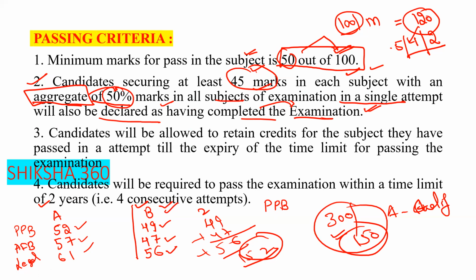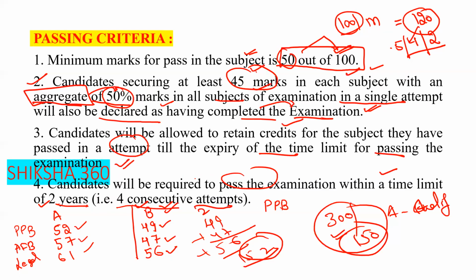more than 50%. Candidates will be allowed to retain credits for the subjects they have passed in an attempt till the expiry of the time limit for passing the examination. So what is the expiry? Candidates will be required to pass the examination within a time limit of 2 years, or we can say within 4 consecutive attempts.